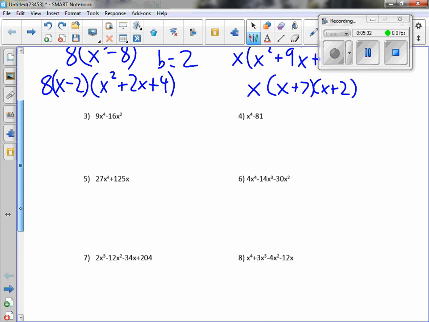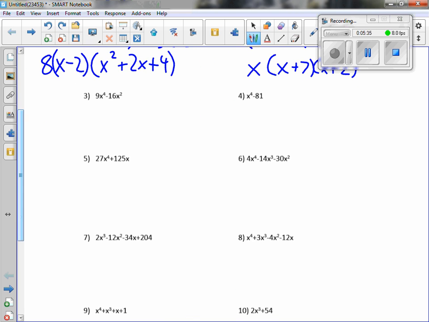Number 3, again, we look for that GCF first. In this case, they both have x squared. So we'll factor out that x squared. That leaves you with 9x squared minus 16. Now we should recognize that in this piece right here, we could factor it further by using difference of perfect squares. The square root of 9x squared is 3x. The square root of 16 is 4.